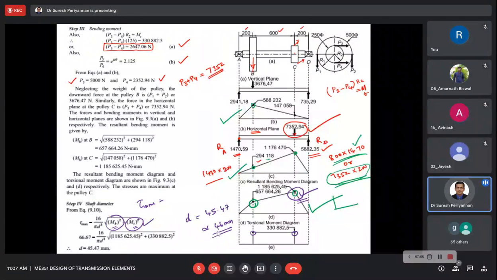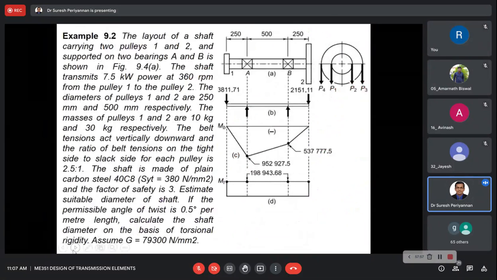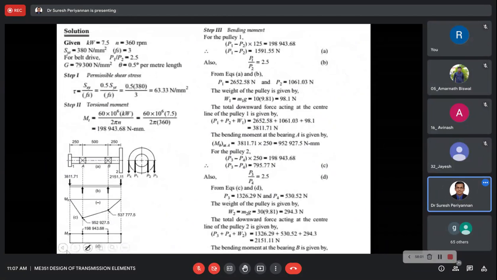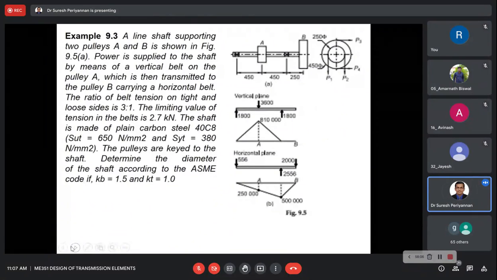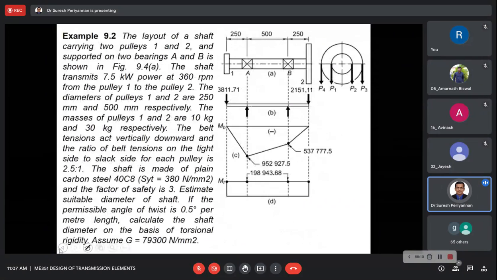Later we are going to discuss different types of problems, the overhanging beam, and this is one type of problem, a single overhanging beam. These are the problems we will discuss in the next class.